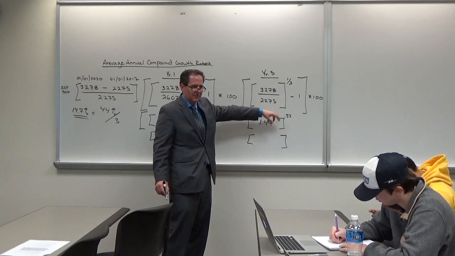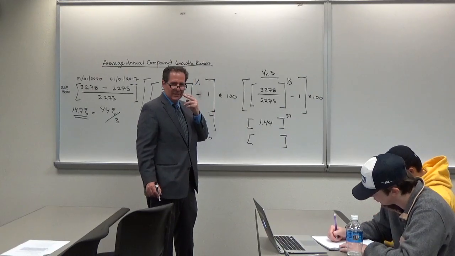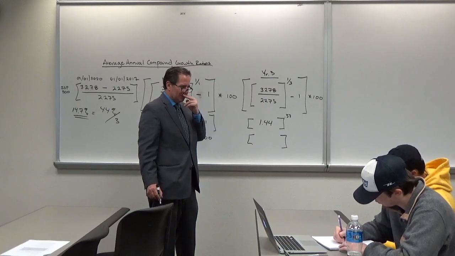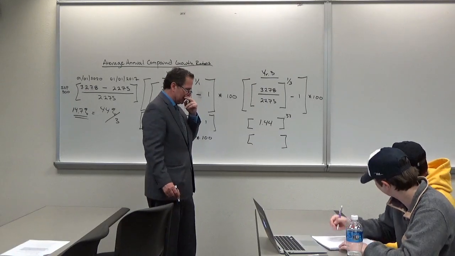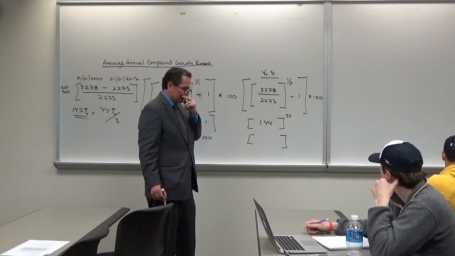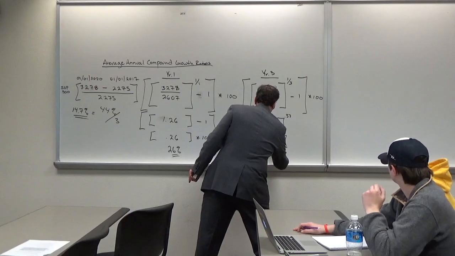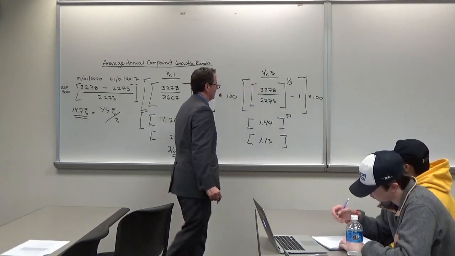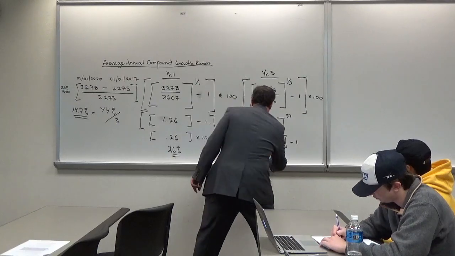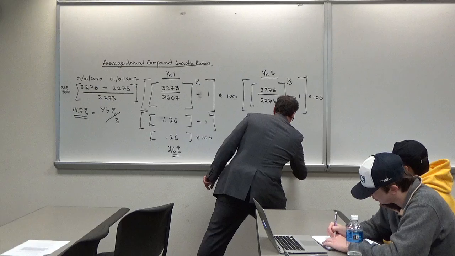The exponential. 2. What is it? I might be wrong. What is it? 1.13 minus 1. 1.13 times 100.